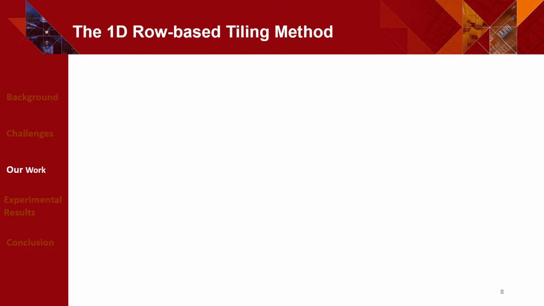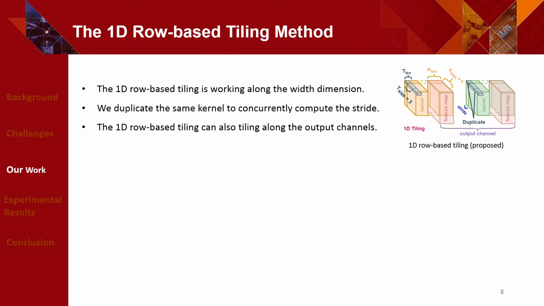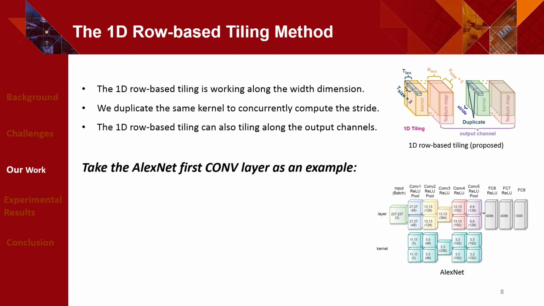Before that, first understand how the 1D row-based tiling method is used, or how we implement it. The 1D row-based tiling method is that, instead of working along the input and output channel, we work along the width dimension of the input feature, and also the output feature width dimension as well. So we duplicate the same kernel to concurrently compute the stride, as convolution usually has a stride, usually 1, or for the AlexNet first convolution layer it is 4. And so we duplicate it in order to compute the entire row at once.